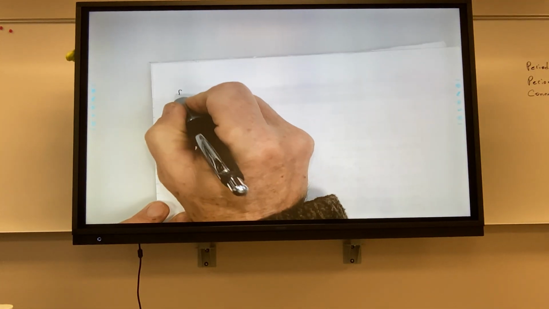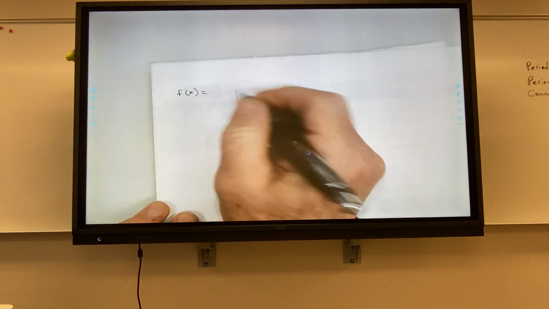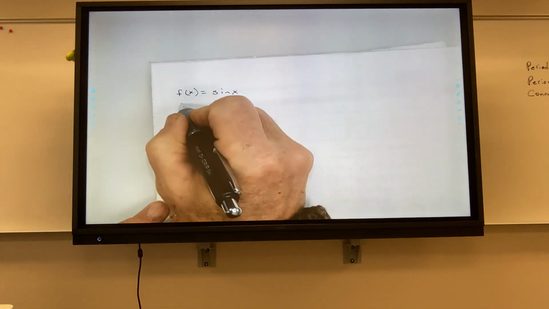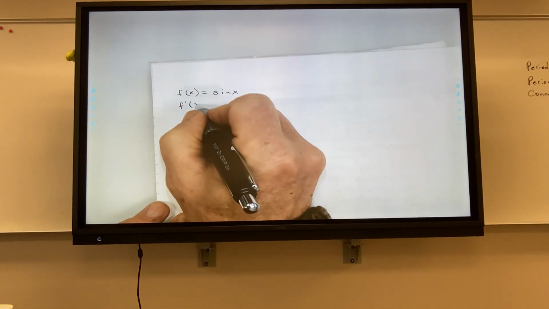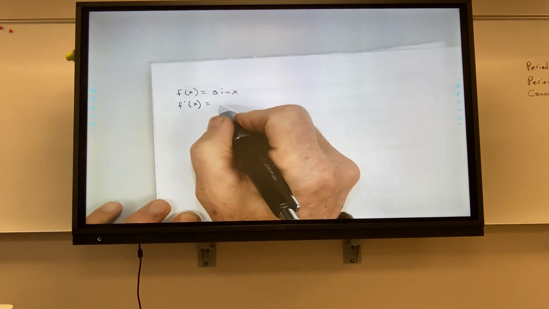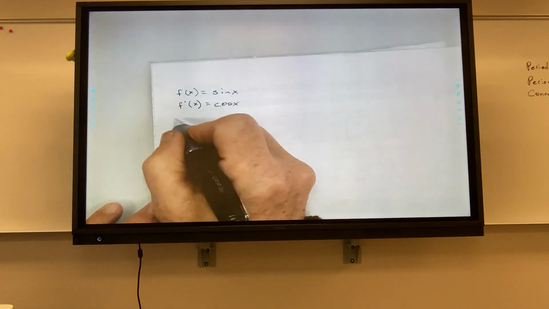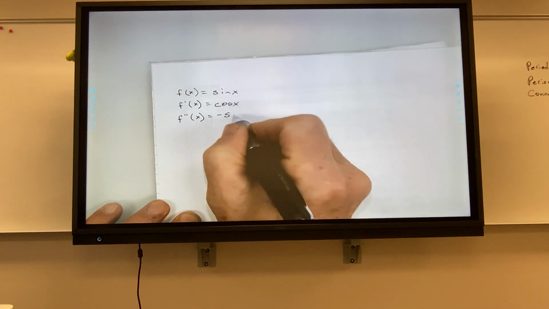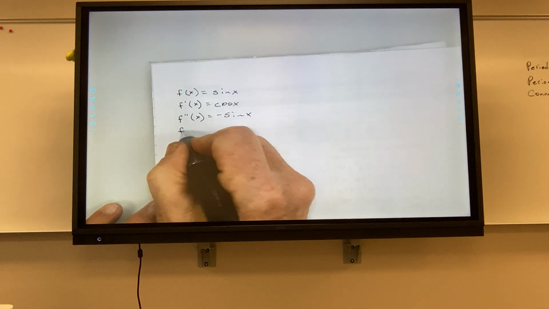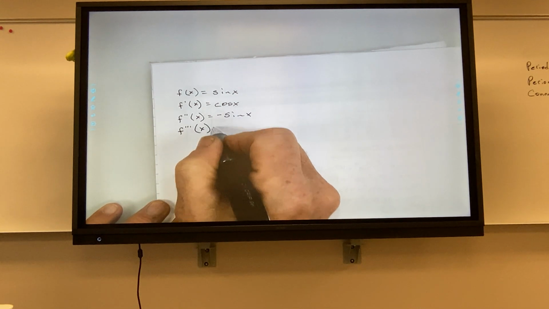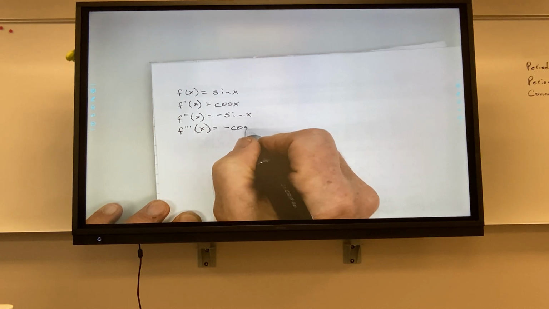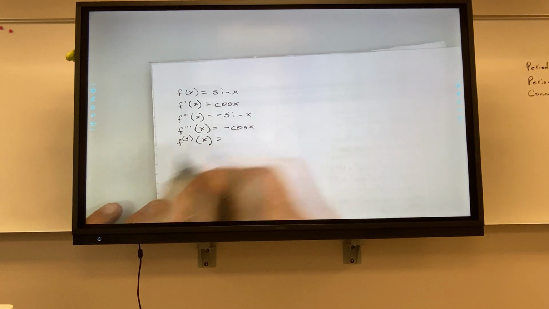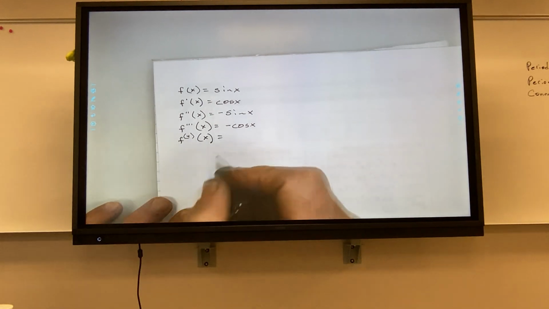Let's say f of x equals, oh, let's pick the sine of x. What is its first derivative? Cosine of x. Perfect. What is its second derivative? Negative sine of x. Perfect. What is its third derivative? Negative cosine. Very good. What is its fourth derivative? Sine. What do you notice?